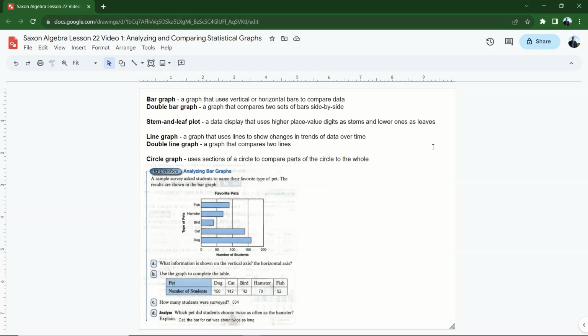All right, now that I've introduced the types of graphs, the only way we're going to learn about this is by getting hands-on. Let's continue on to the next video where we create a stem and leaf plot and we view examples of bar graphs, line graphs, and circle graphs. Let's keep going.